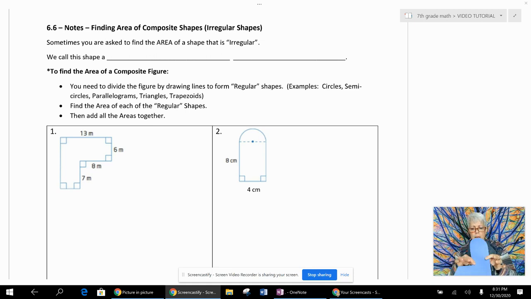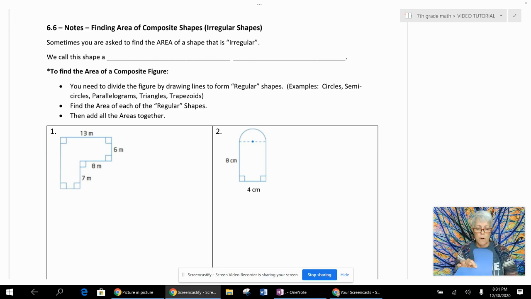So how about finding the area of this shape? Do you think you could do that? Well, guess what? You could. If you can do all those other things I just told you about, you can totally find the area of this composite figure. A composite figure is a figure that's an irregular shape. It's composed of many other shapes that you know. So let's find those shapes.